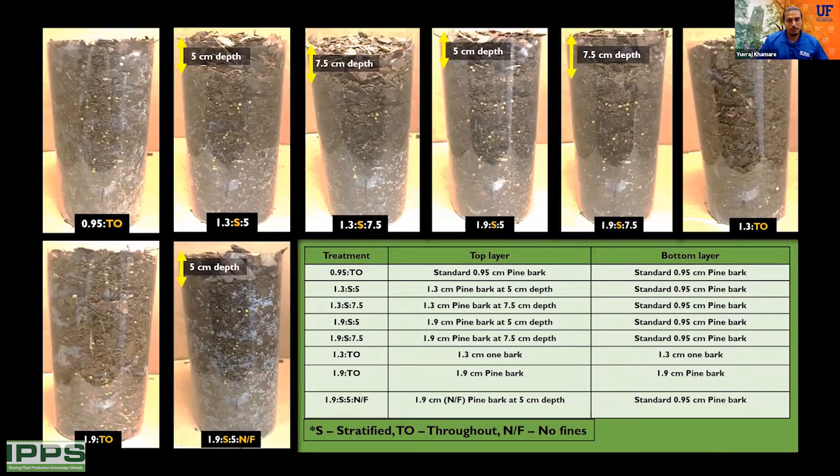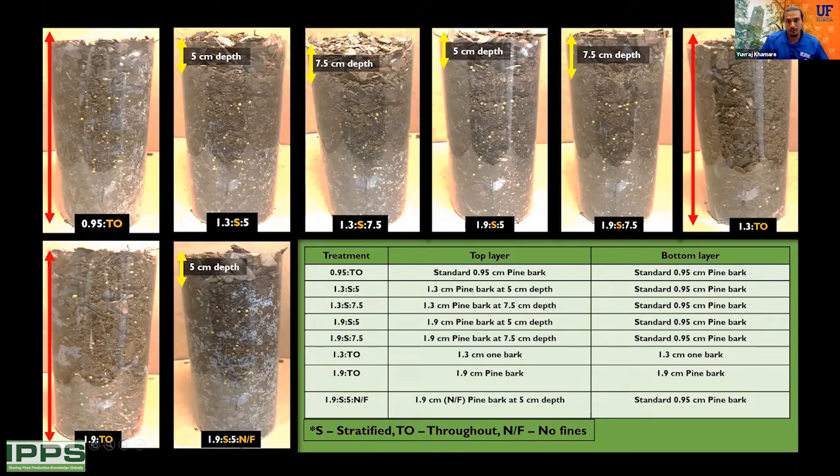So this is an illustration of how all the treatments looked. The TO stands for throughout, and S stands for stratified substrates. I'll explain it much better. We had 0.95 centimeter, 1.3 centimeter, and 1.9 centimeter of substrate throughout the profile, throughout the container, and it had fertilizer incorporated throughout the substrate profile. So this way we had 3 incorporated treatments.